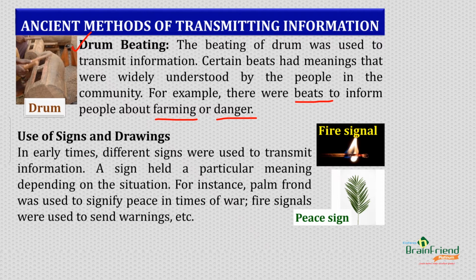And the final ancient method of transmitting information that we will be looking at is the use of signs and drawings. Signs and drawings have also been used to communicate. A sign is interpreted based on a situation. For instance, in the time of war, the palm frond is used to signify peace, and fire is also used to give danger warning. These are just some ancient methods of transmitting information.